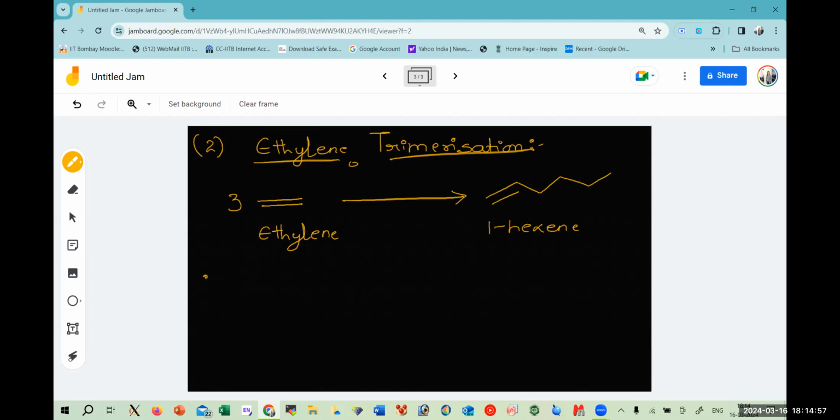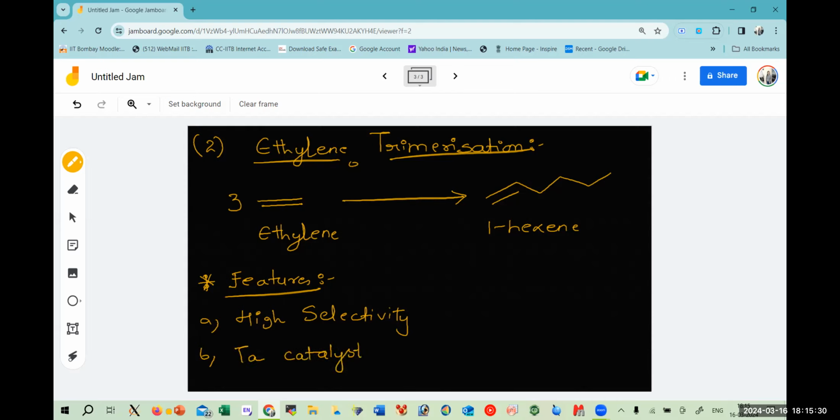In this particular reaction, there are some features which we need to know. First is that quite high selectivity is observed in this reaction, because only one kind of product, 1-hexene, is being formed here. In the first case, ethylene oligomerization, we were using the nickel catalyst, and nickel hydride was the active species. Here, a tantalum-based catalyst is being used instead of the nickel one.